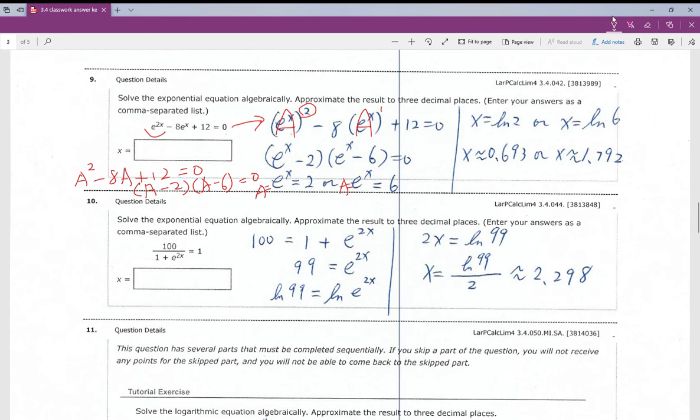We call this the substitution method. Then after that, you still need to solve for x. So how to solve for x? Go by definition. You can solve for it.